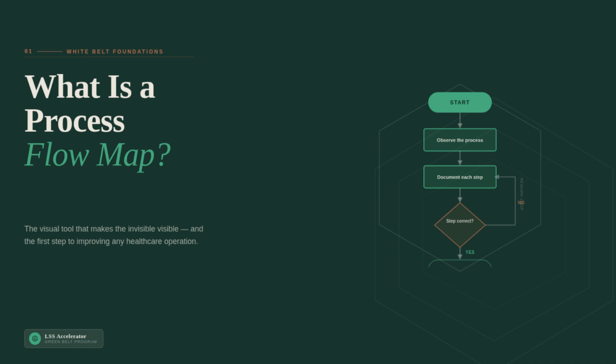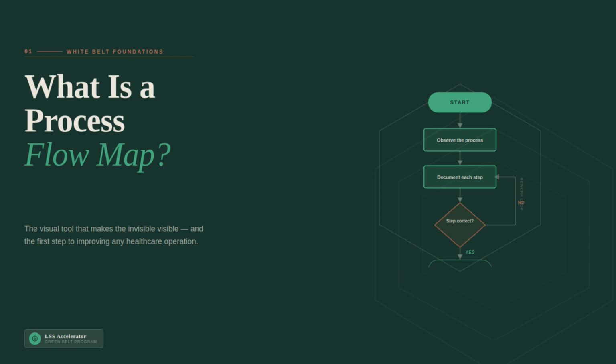What is a process flow map? A process flow map, sometimes called a process flow chart or a flow diagram, is a visual representation of the sequence of steps in a process. It shows what happens, in what order, and who is responsible at each step. That's it. It is not complicated in concept. The complication comes from doing it accurately, because most healthcare processes are more complex than anyone realizes until they start drawing them.